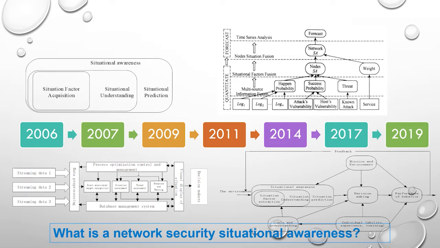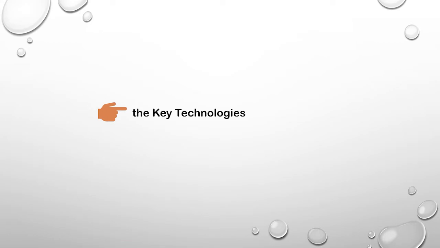To summarize, NSSA is defined as the extraction of characteristic elements that affect the network security situation in a complex network environment, the necessary fusion and classification of the extracted characteristic elements, and then the use of technical methods for evaluation and analysis, and finally, a series of complex processes for predicting the network security situation in the future based on the evaluation results. And then I will introduce the key technologies in this field.